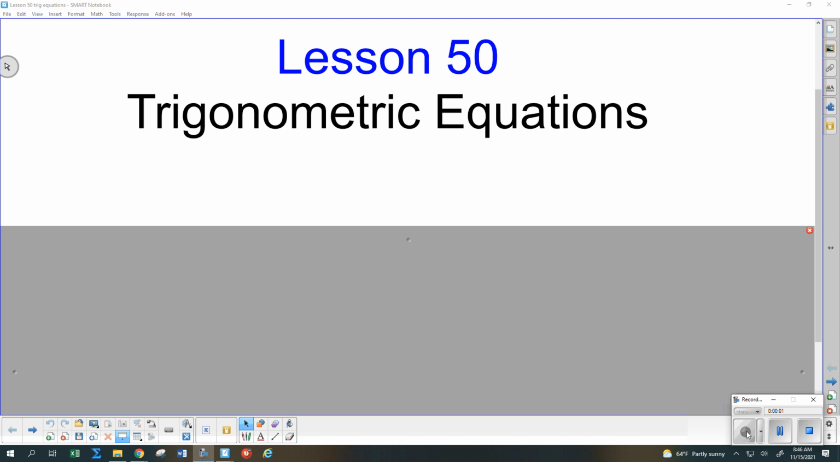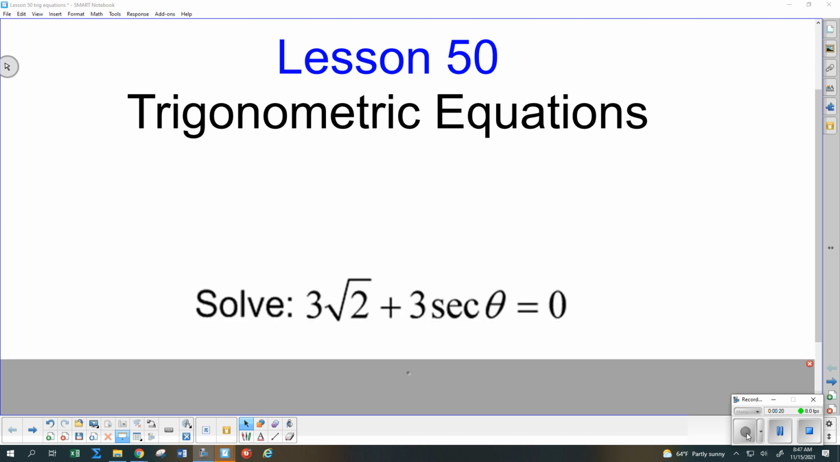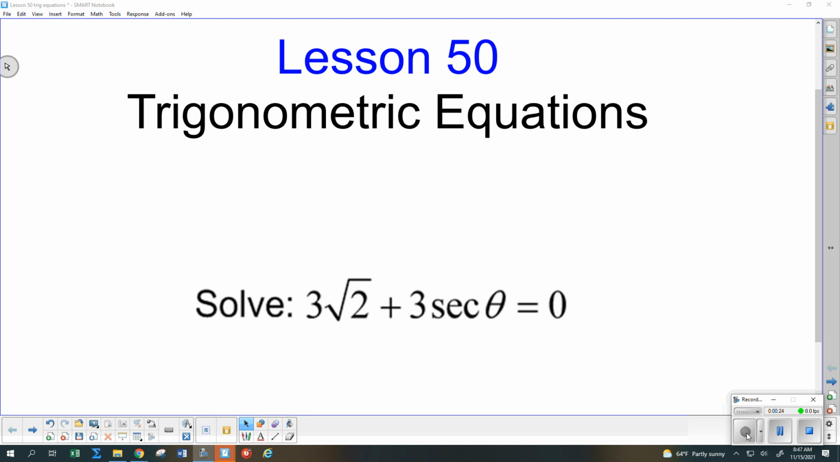Lesson 50 gives us our first trig equations to solve. Up to now, we've just been simplifying things. Now we're going to have a whole equation, something equals something, and we're going to have some trig stuff somewhere in there that we need to solve. So what we're going to look at today will be equations like this. They may have sine, cosine, or tangent in there, or they may have our reciprocal trig functions in there.